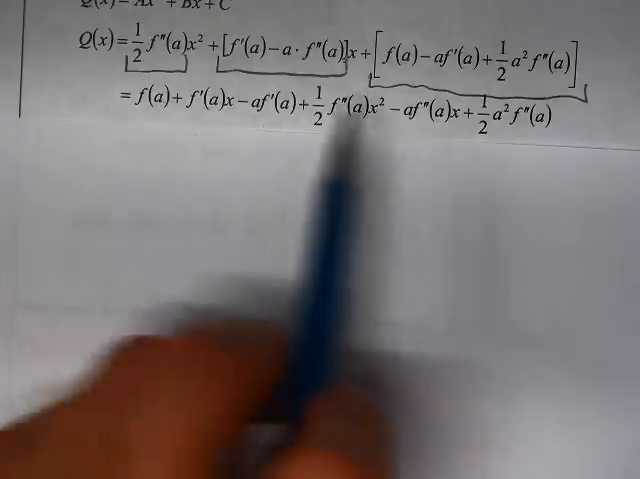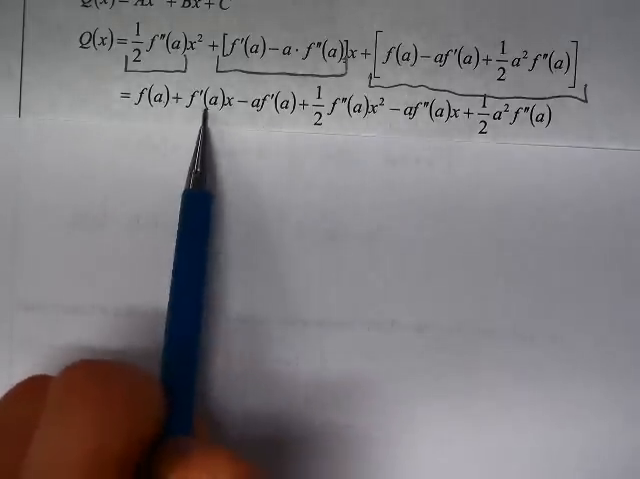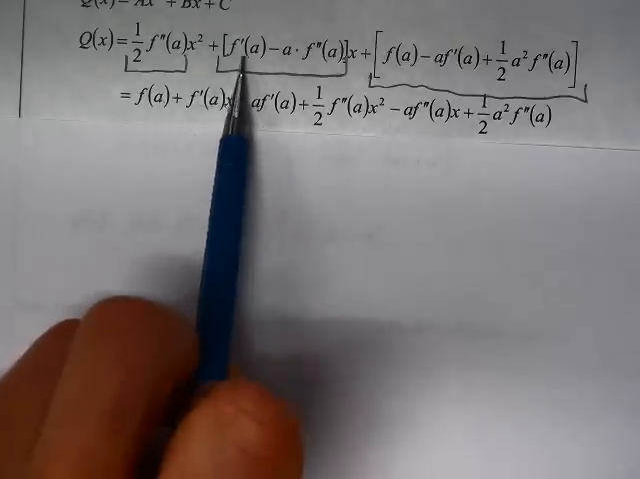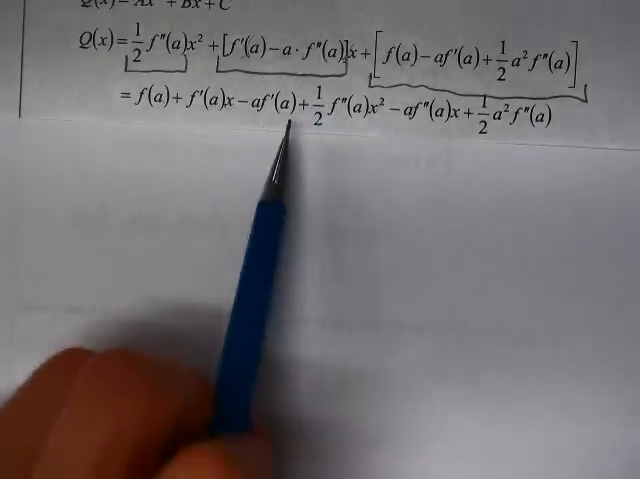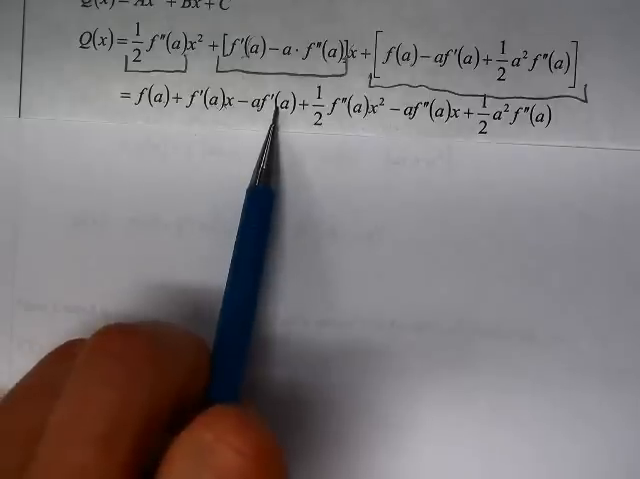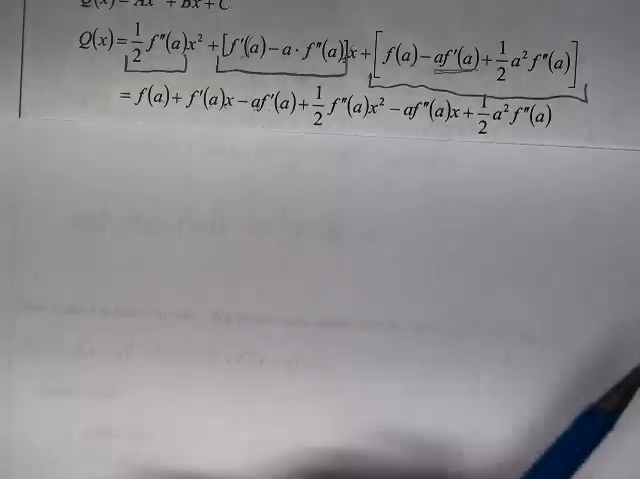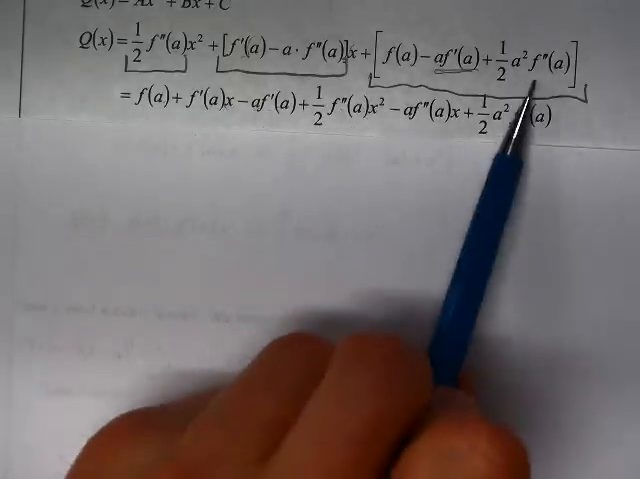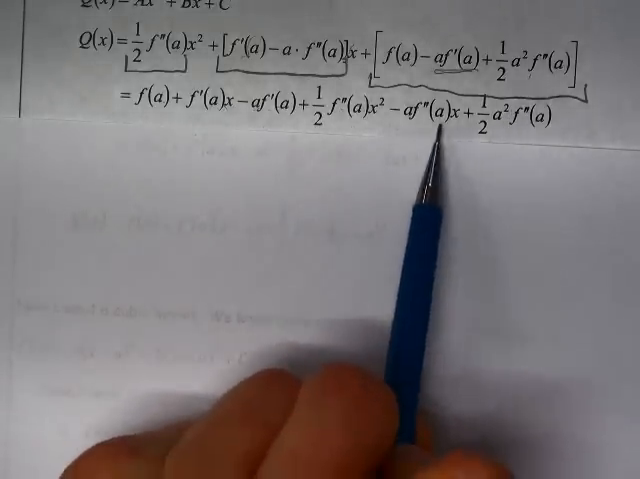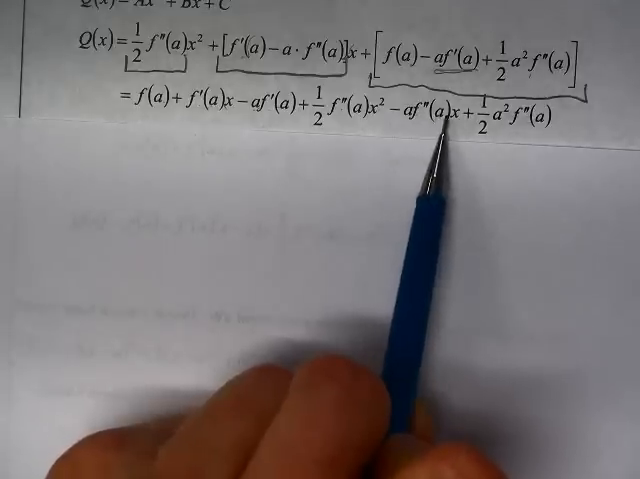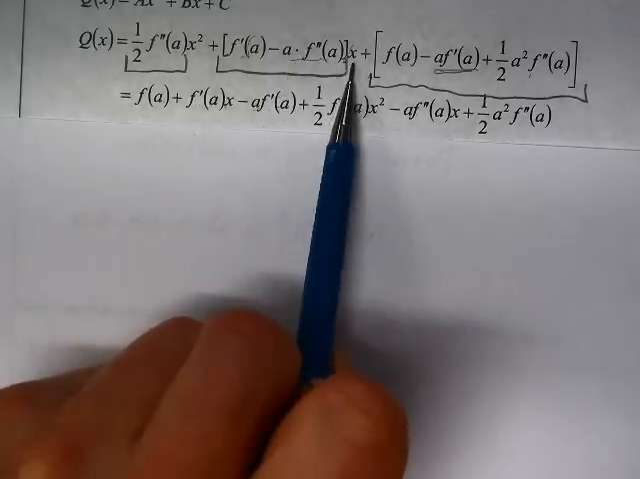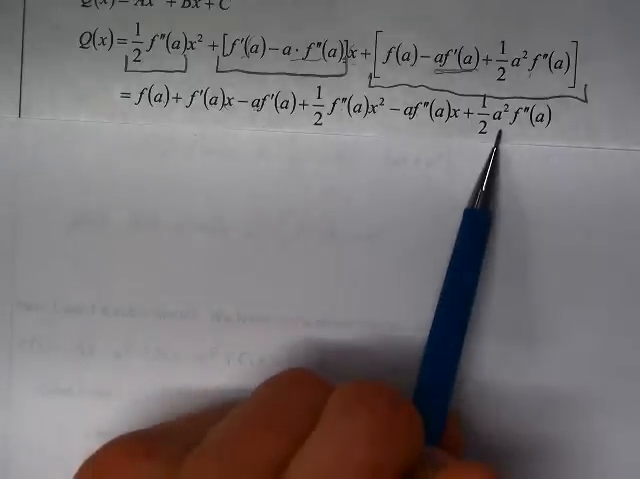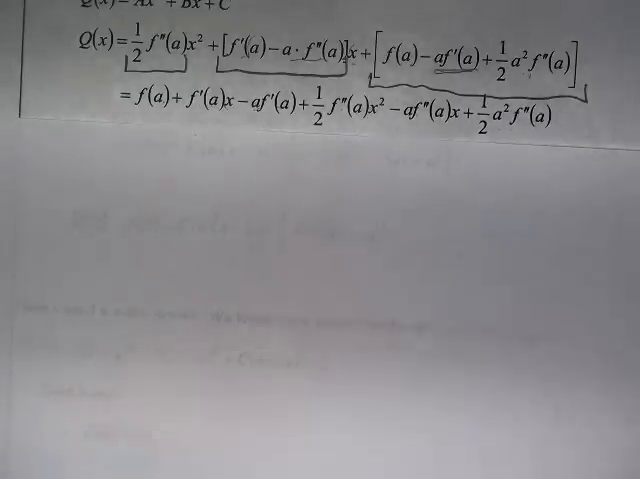So my f of a comes from here. My f prime of a times x comes from this times this x. Minus a times f prime of a, that's that one there. My 1/2 f double prime of a x squared comes from here. My a times f prime of a times x comes from here and here. And then my 1/2 a squared f double prime of a comes from here.